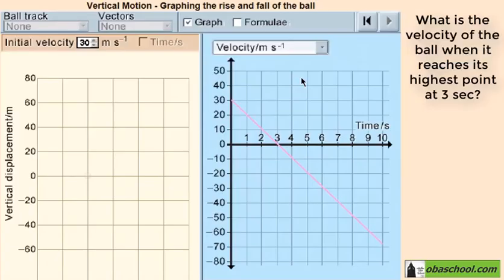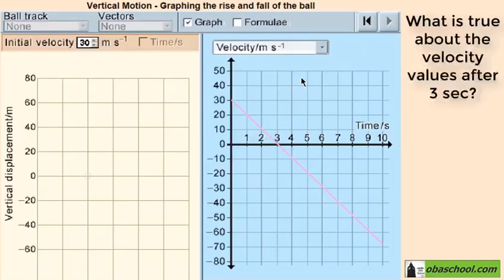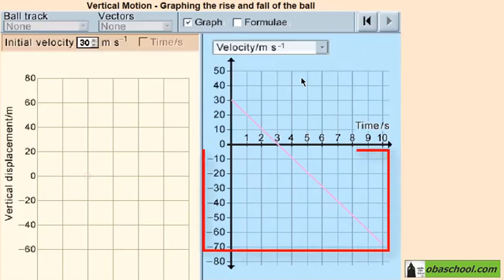What is the velocity of the ball when it reaches its highest point at the 3 seconds? It's 0 meters per second. What is true about the velocity values after 3 seconds? Yes, they are all negative.